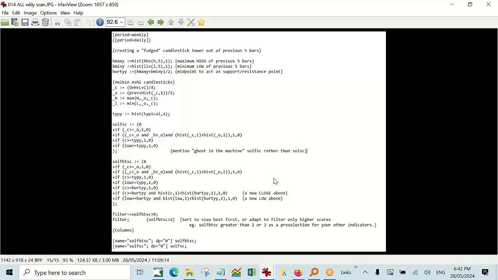And also I like to see if they are freshly above, I give extra points for that. Like it could be I'm trying to spot the beginning of a trend. So if the close is above the Burtyy, and yesterday it wasn't, close less than yesterday's Burtyy, I give it 1 point. So it's starting afresh. And if the low is above the Burtyy and it wasn't yesterday or the day before or the bar before, I give it an extra point.